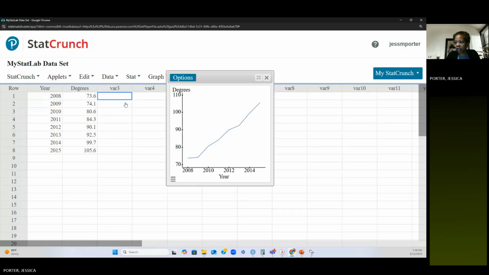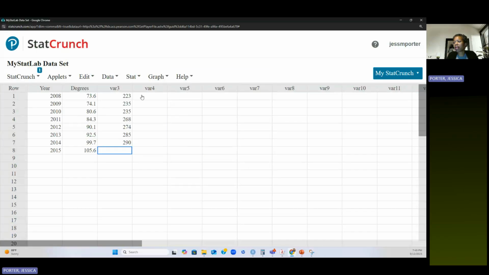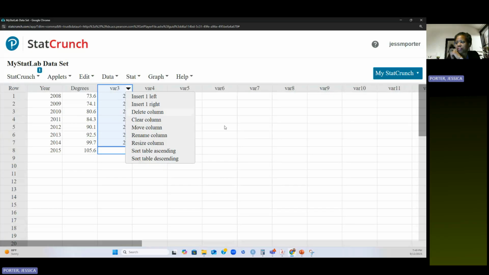Okay. I'm just going to put them in var 3. And I didn't mean to put them in order because I wanted to show you how to put them in order yourself. Okay, I'm in var 3. Let's get rid of that graph. So here you can sort the table ascending, even though I already entered them in order. If you need to put data points in order, you can just sort ascending with this little arrow pointing down.